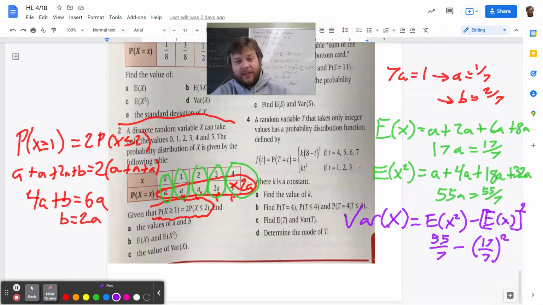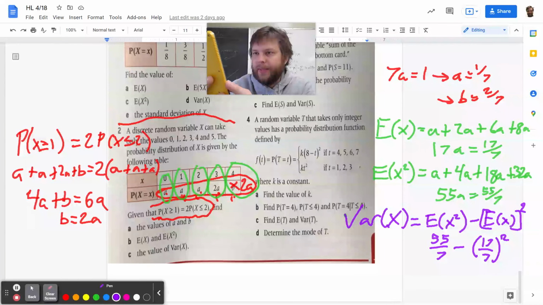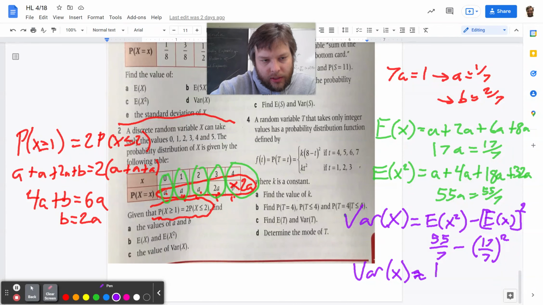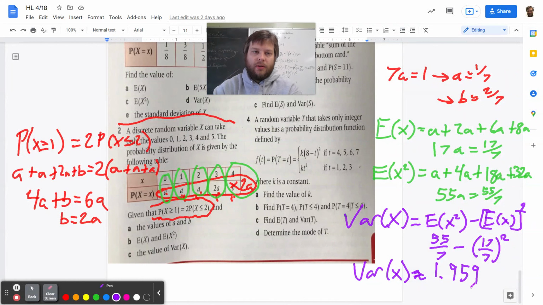Of course, you can get the exact fraction answer here, but a lot of these probability problems, you'll have access to a calculator, and so might as well just type that thing in there. And it turns out that our variance is approximately equal to 1.959. And there you go. There's a little bit more discrete probability for you.